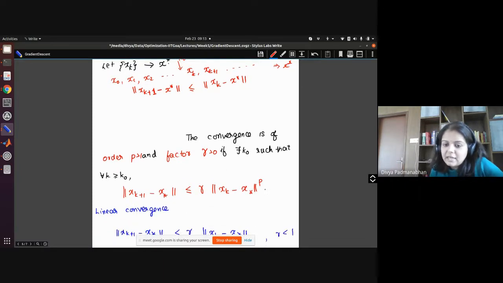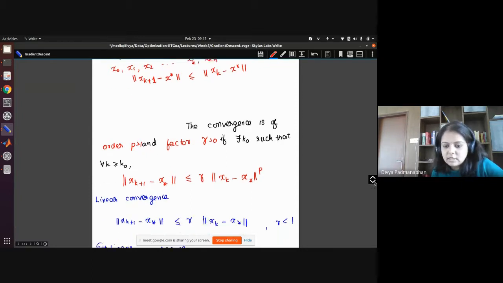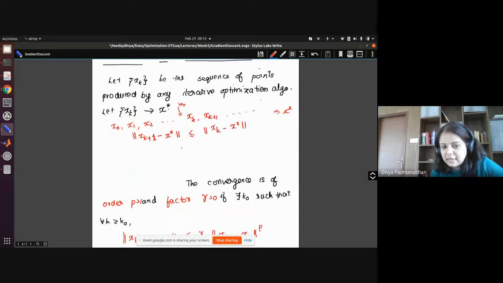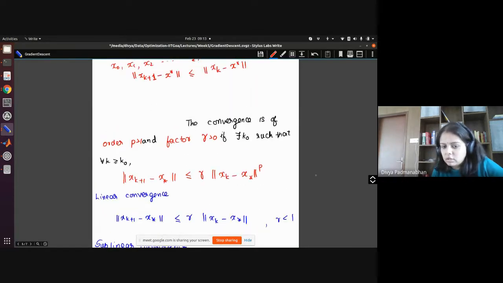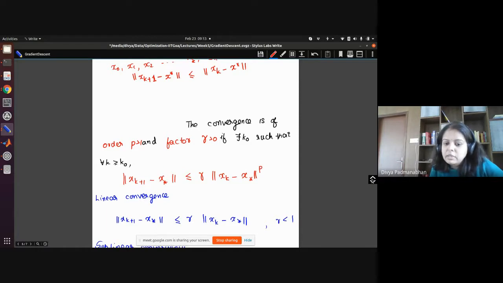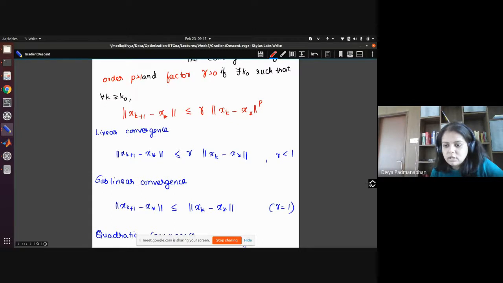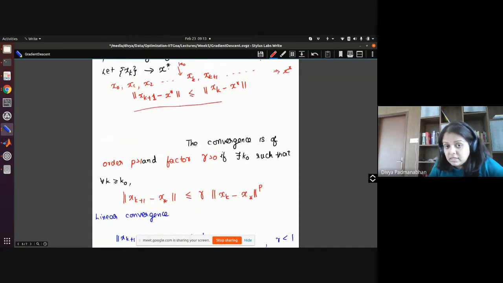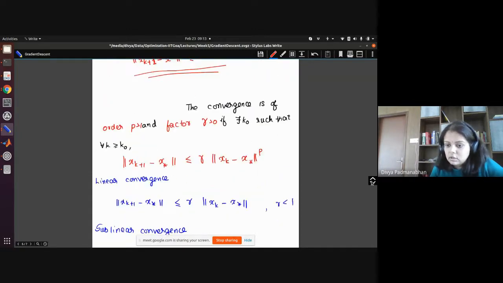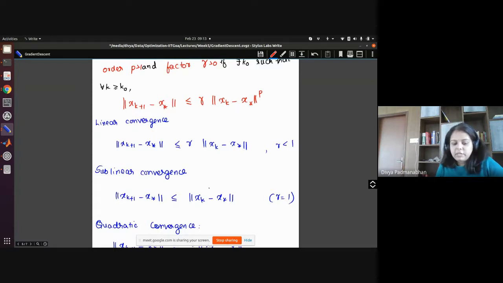So based on the values of p and gamma, there are different things. Linear convergence is when you still have this kind of a behavior, but instead of 1 here, you have something smaller, a factor of gamma, which is strictly less than 1, and that's called linear convergence. Okay, so that's one thing. And sublinear convergence is what we already know. This one is sublinear convergence. Okay, and this should be true for every k, beyond some k naught.